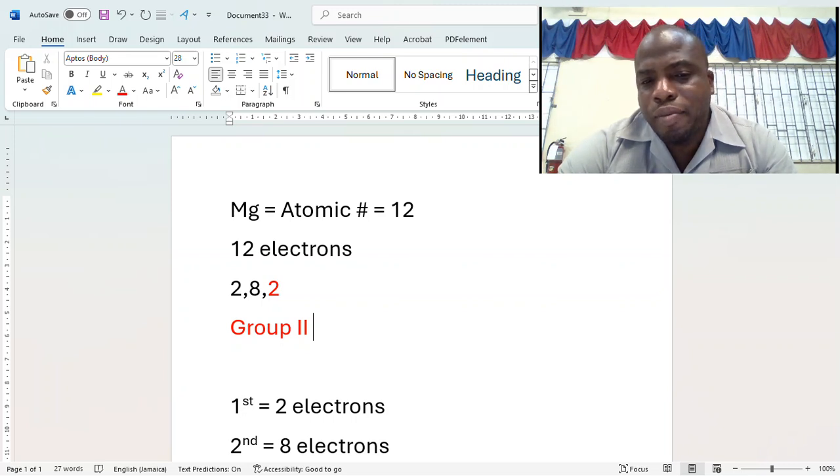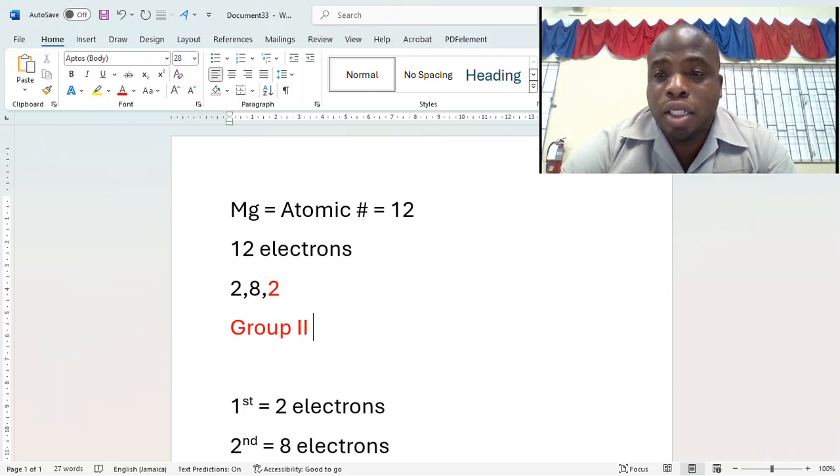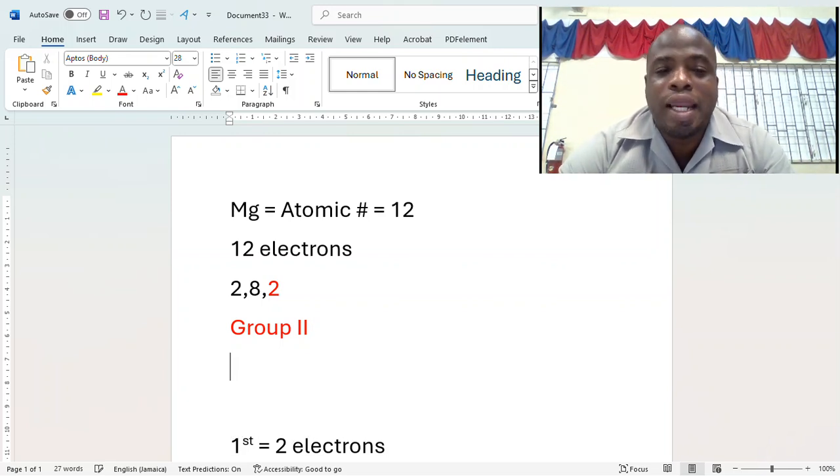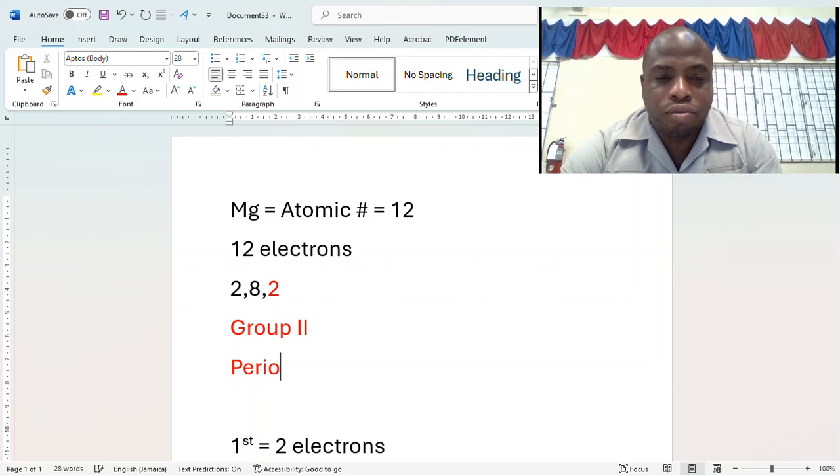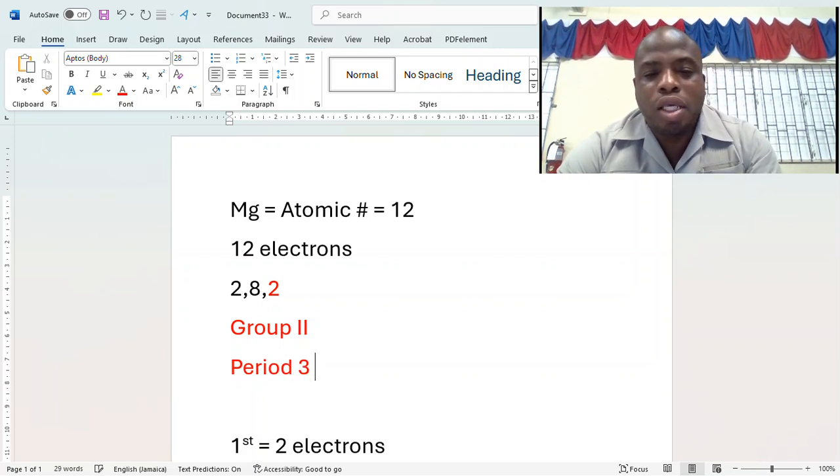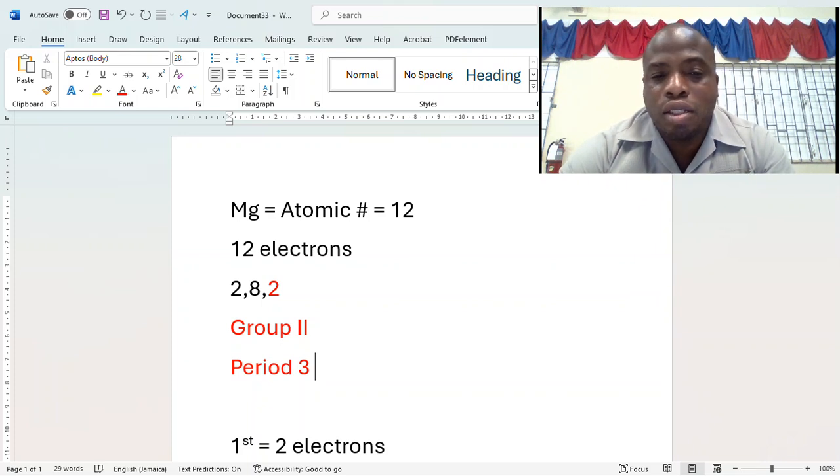The other concept is the period. It is the number of occupied shells, so the number of shells that have electrons. So we see shell 1, shell 2, and shell 3. So the period would be period 3. So magnesium, if you want to locate it, is in group 2, period 3.